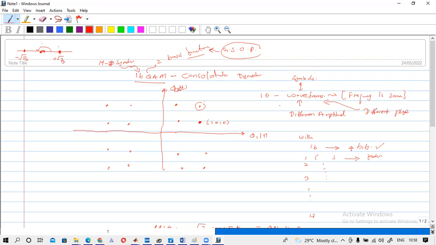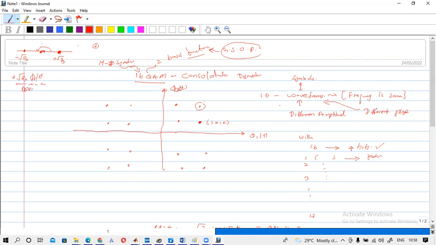When you transmit this symbol, some noise will be added to this point, and this point can shift. For example, say now you are sending this root Eb. This is your transmitting signal in BPSK.